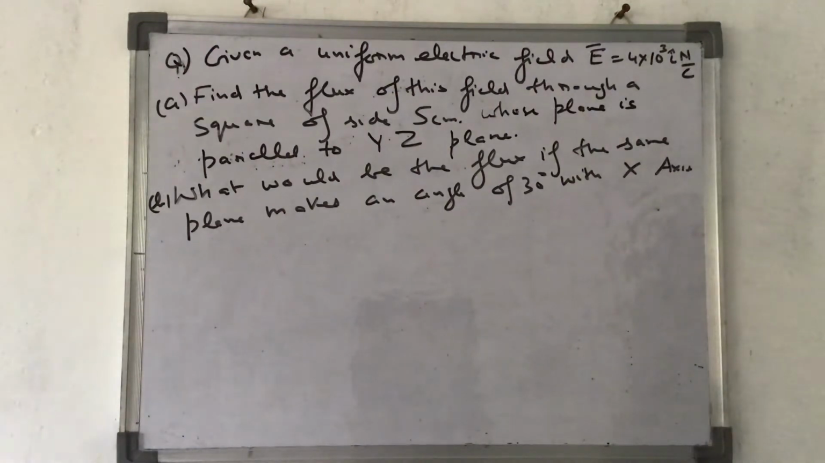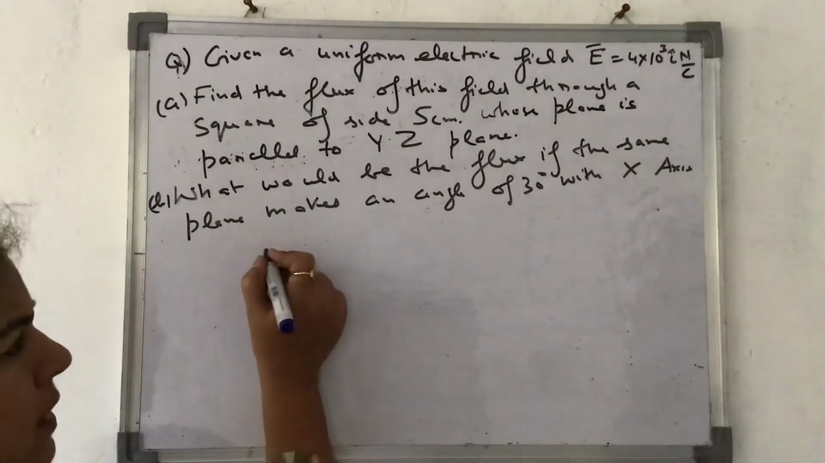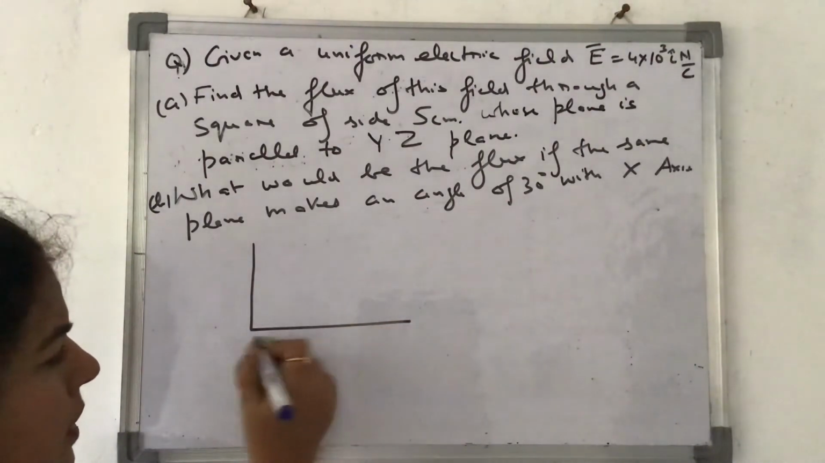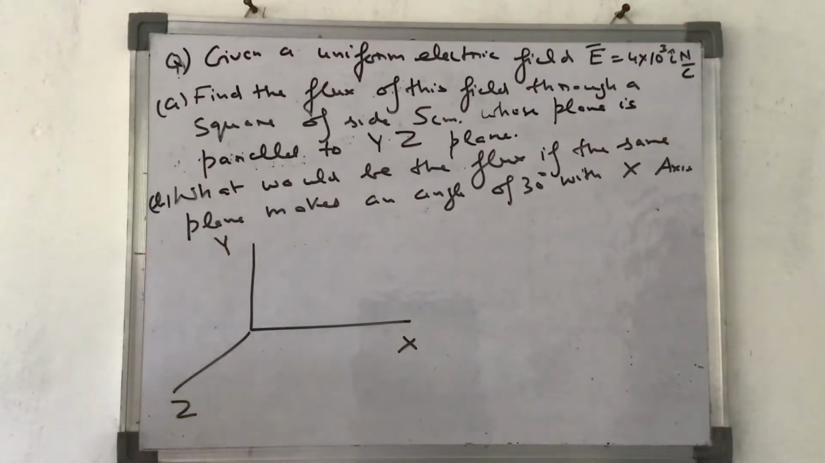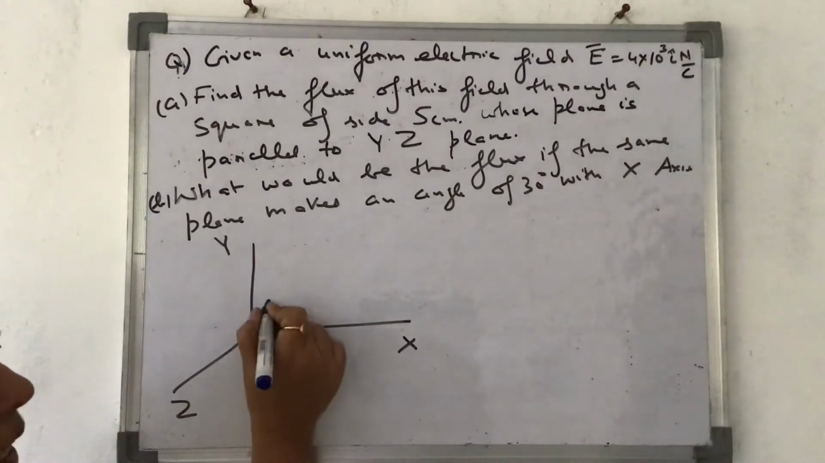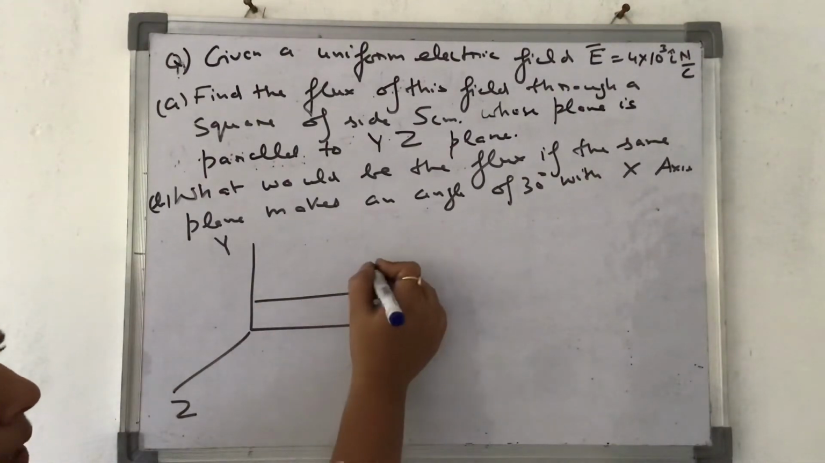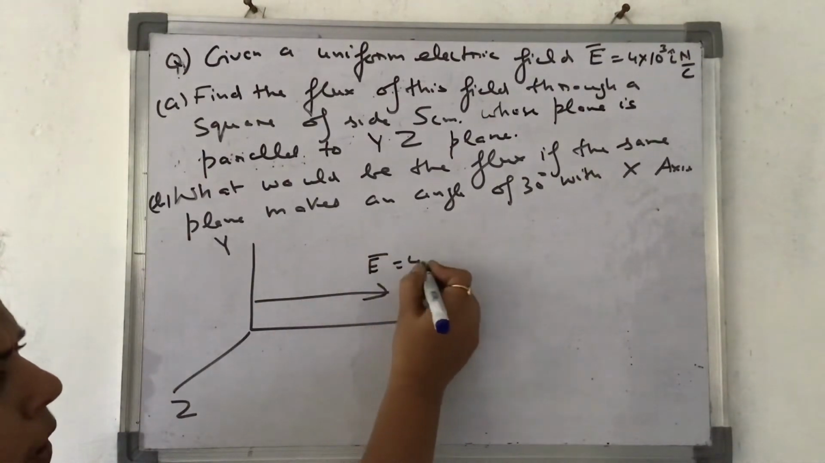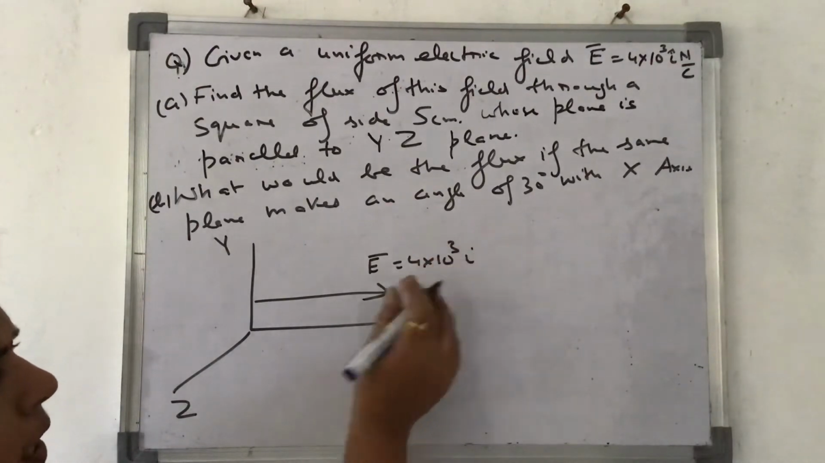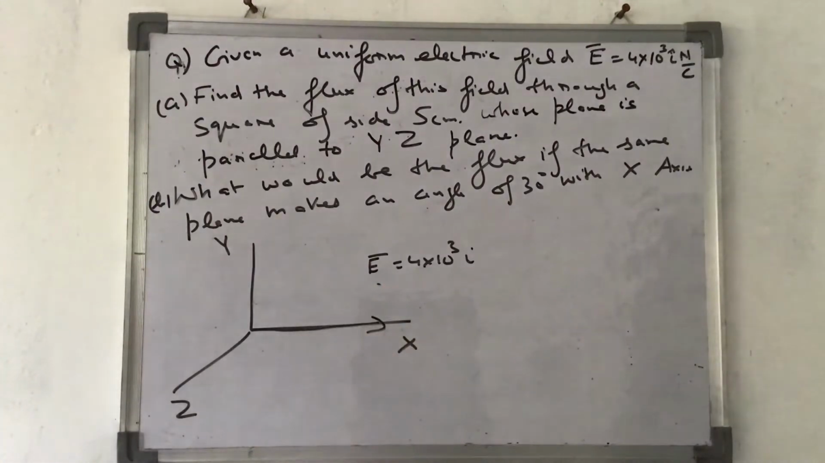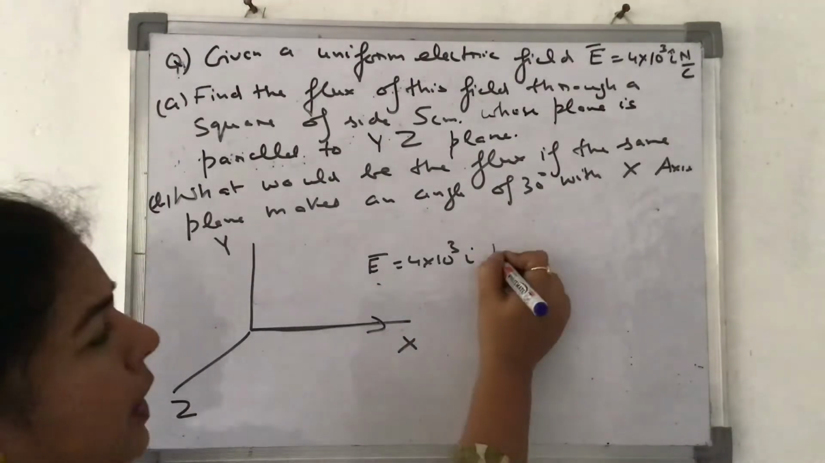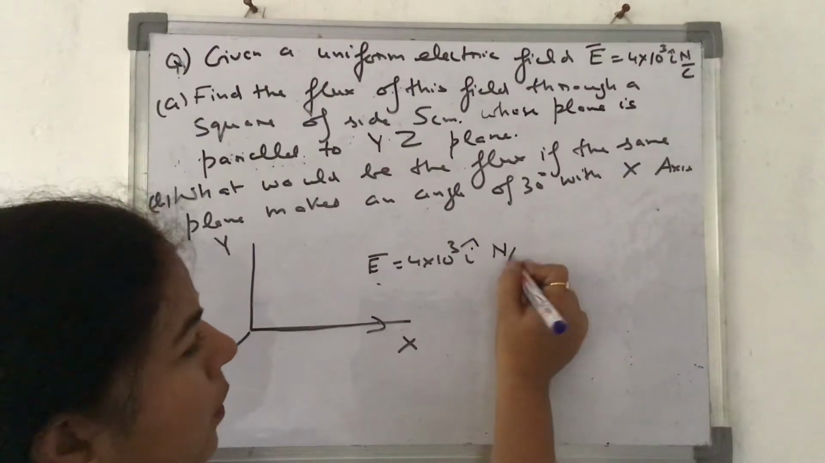Okay. Given a uniform electric field E, 4 into 10 raised to power 3 i Newton per Coulomb. Let's think about it in the Cartesian plane. Suppose this is my x-axis, this is my y-axis, this is my z-axis. Where is the electric field? The electric field is in this direction. It is going exactly along the x-axis like this, because this is only the i component over here, Newton per Coulomb.